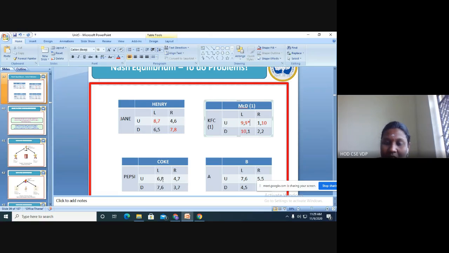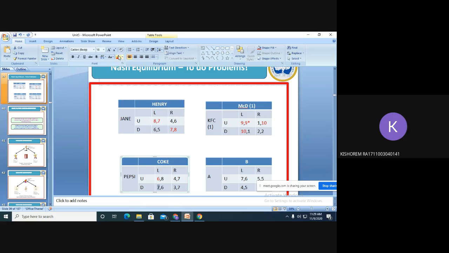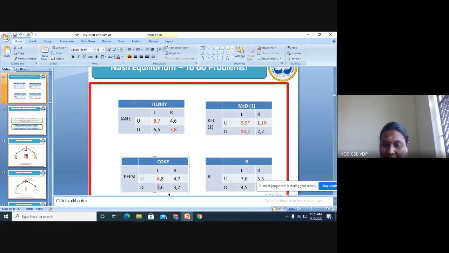Now coming to this, for Pepsi, which is going to be the strategy being played. Can someone quickly answer? 6 and 4. So I have to choose 6, ma'am. Very good. Then 7 and 3. 7. Perfect. So this is for Pepsi, right?